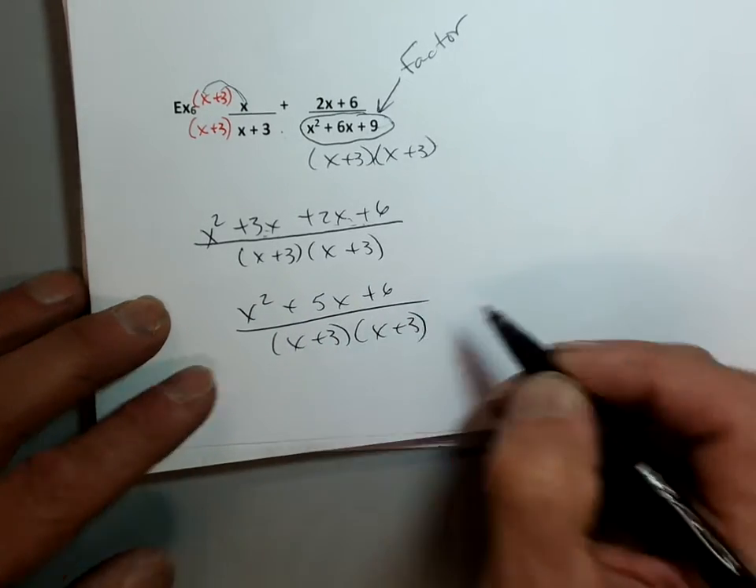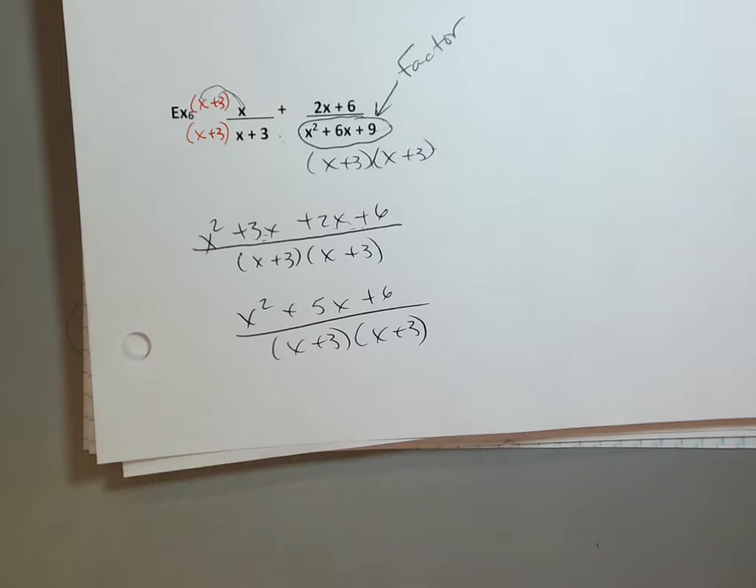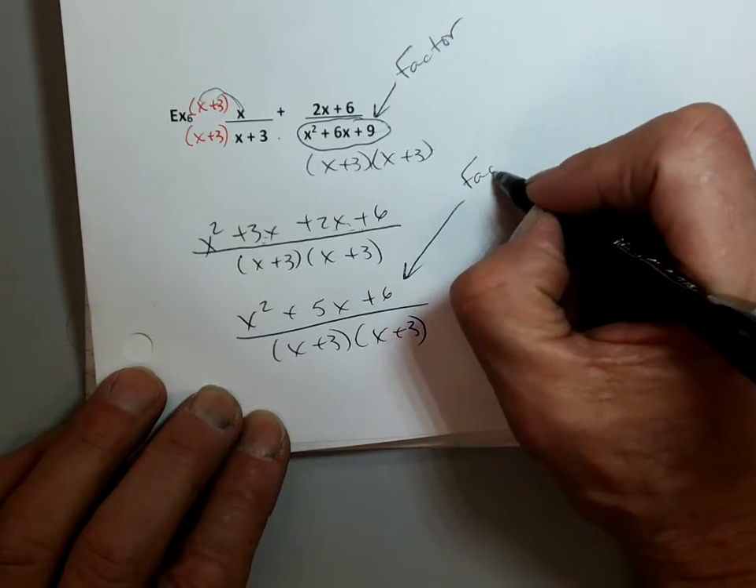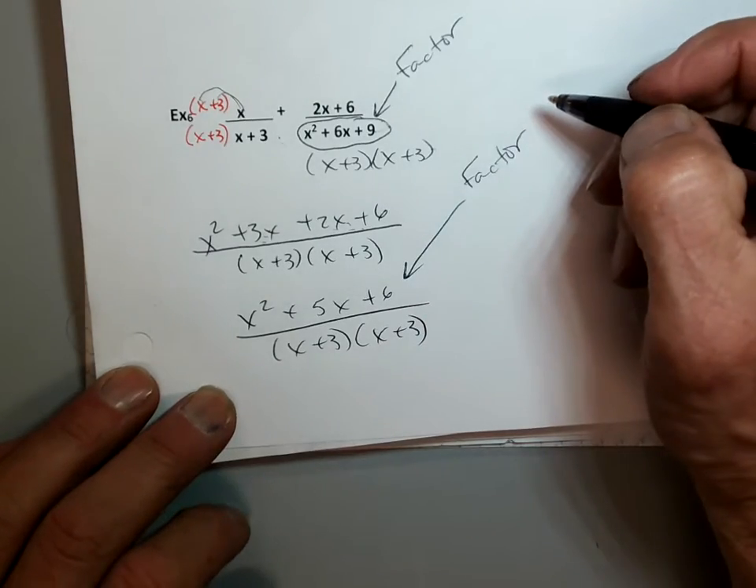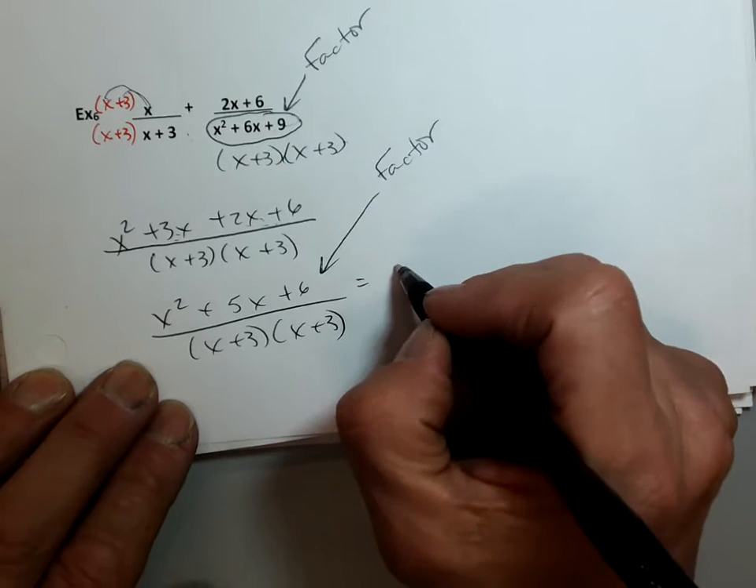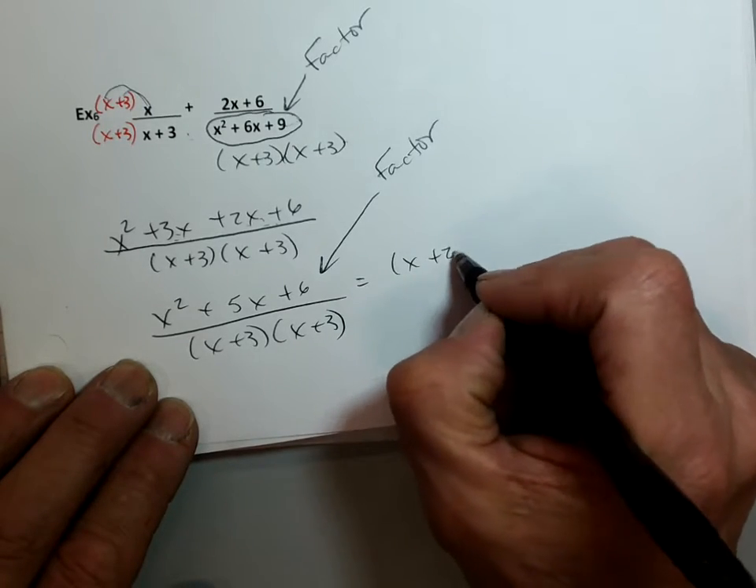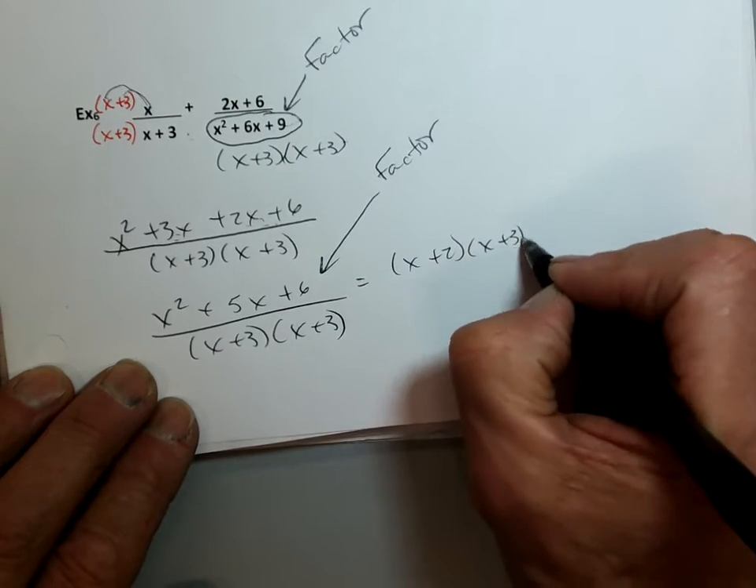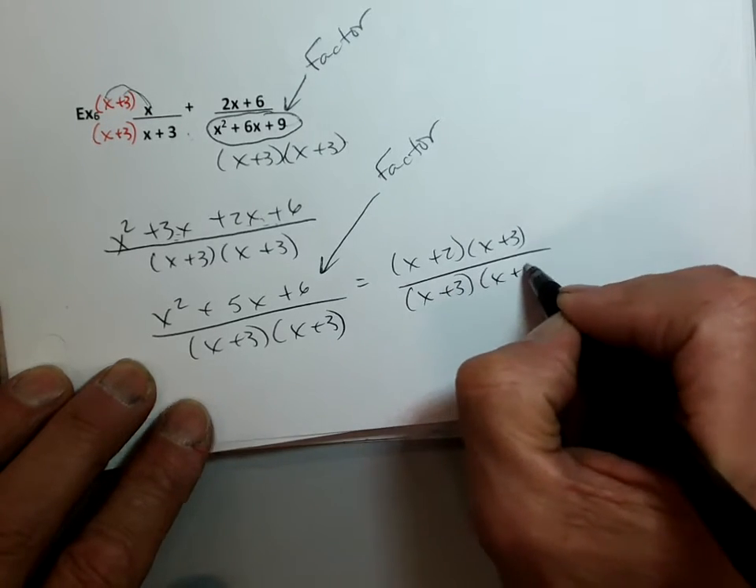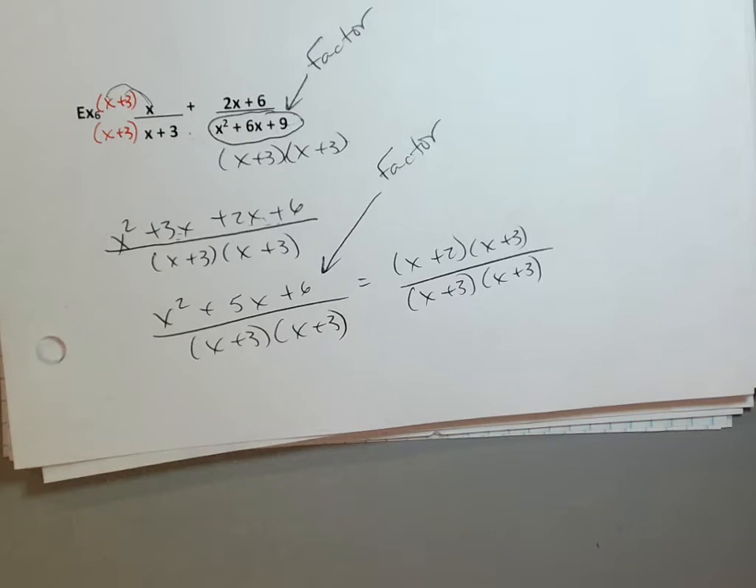Okay, and then normally I'd be done. But sometimes you can reduce these as well. In this case, I can reduce it if I factor it. If I factor the numerator, I might be able to cancel and reduce. Well, the numerator will factor into an x plus 2 times x plus 3, and the denominator is still x plus 3 times x plus 3, but by factoring the numerator, you can cancel.